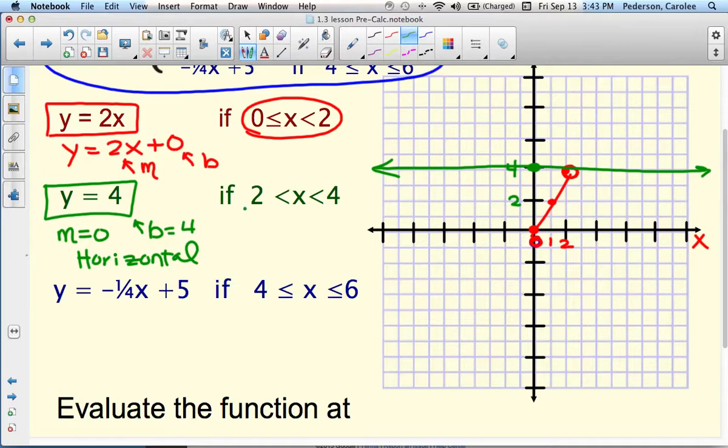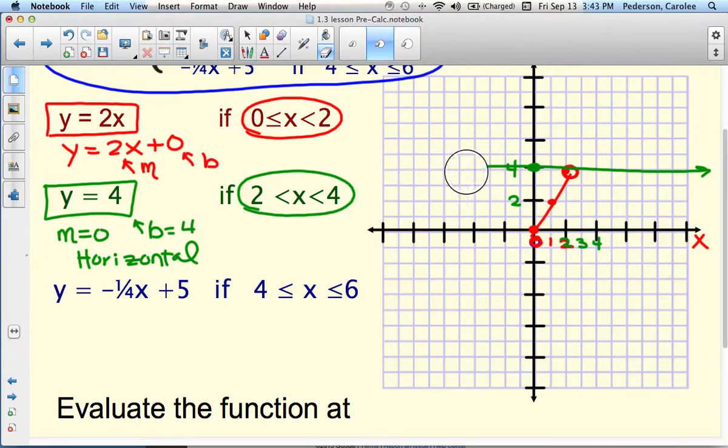Now let's take care of the domain restriction. We want to keep anything along the x-axis, that part of the graph, between 2 and 4. So we start now with 2, 3, 4. So we're going to keep the piece. Notice I'm erasing everything except from 2 to 4, that little horizontal line.